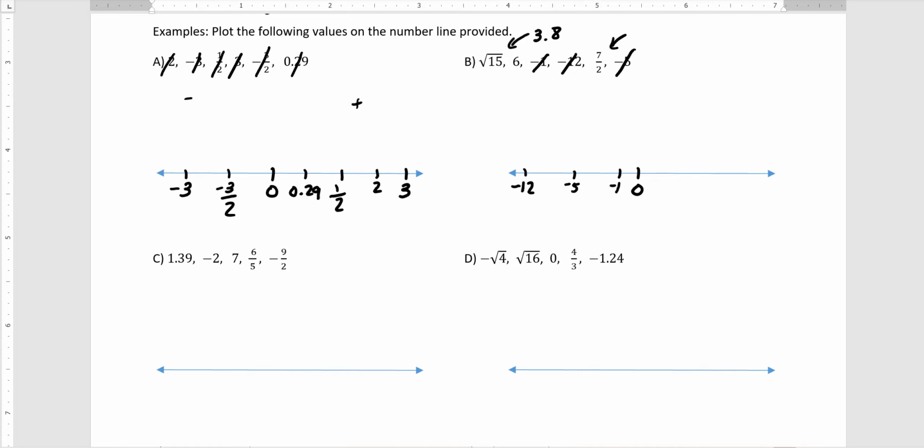So 7/2 is 3.5. So that would be the least positive number we have. So 3.5 would go right there, aka 7/2, right? And then we'd have our square root of 15 falling in right there. And then 6 is our most positive number. And we can see how we went from least to greatest, from negative to positive, as we went from left to right. Raise your hand if you have any questions.